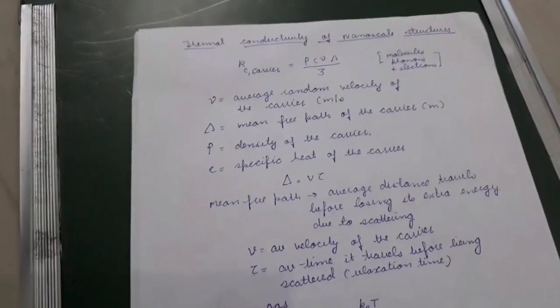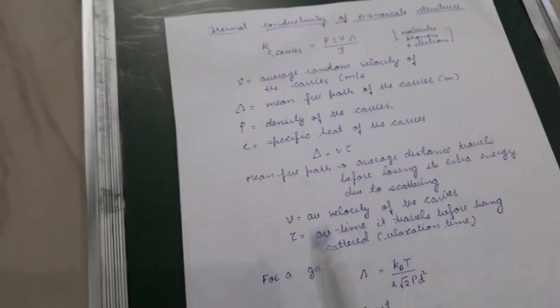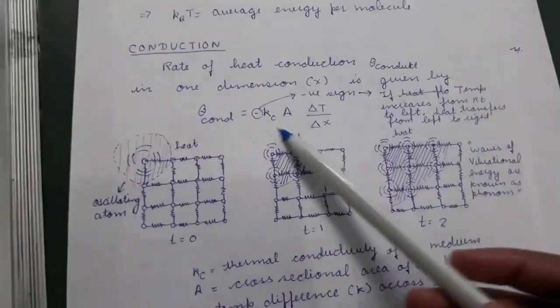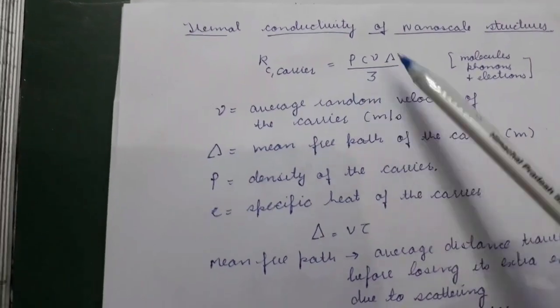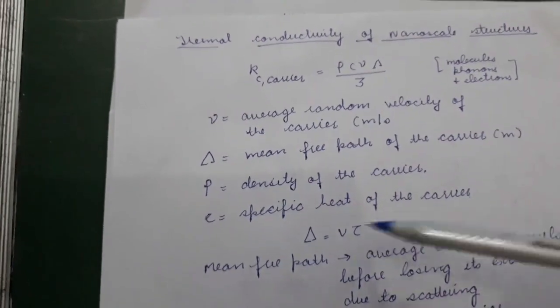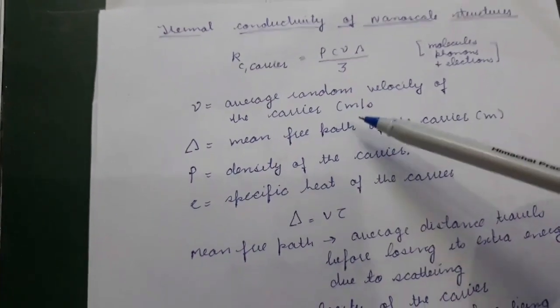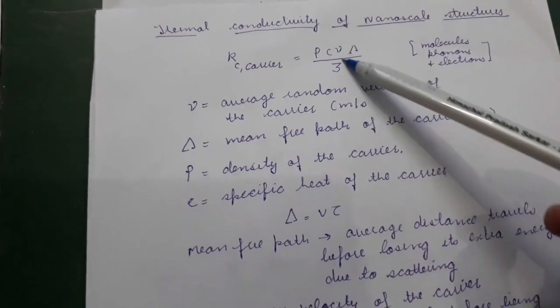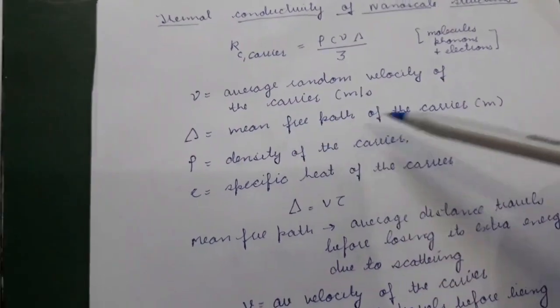Okay, so we have defined thermal conductivity in the last topic. So you see Kc here is the thermal conductivity of the medium. Let us discuss what thermal conductivity is and how it will be affected in a nanomaterial. Thermal conductivity is given by this relation, where rho is the density of the carriers, C is the specific heat of the carrier, V is the average random velocity of the carriers, while a very important factor here is lambda, which is the mean free path of the carriers.